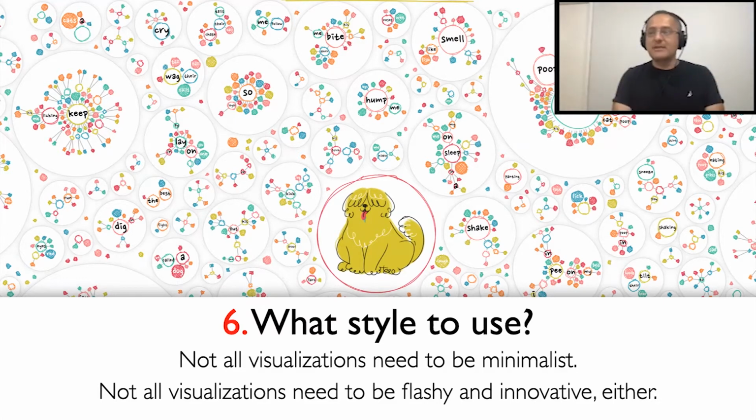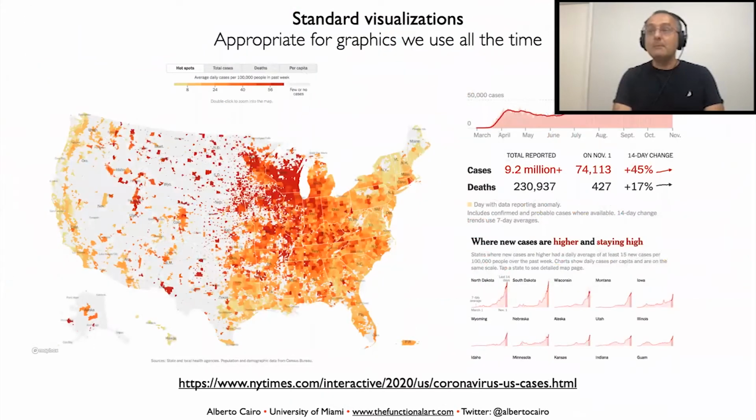So let me illustrate this with an example. Most of the time, 99% of the time, I myself design graphics that we could consider standard. These are not visualizations that I created. These are visualizations by the New York Times, but this is the style that I usually use. Even the color palette itself is a color palette that I sometimes use myself.